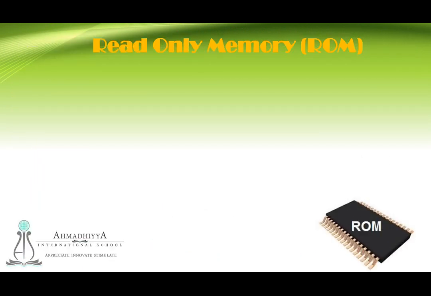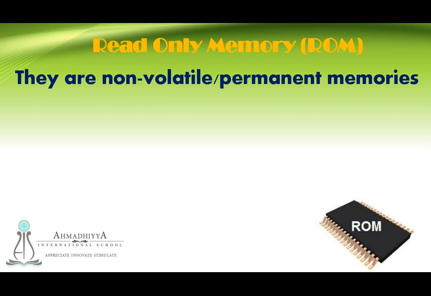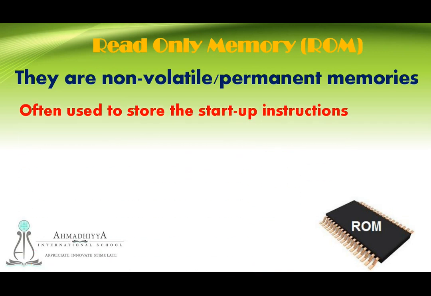Now it's time to discuss the next type of main memory, that is ROM, meaning read-only memory. Usually, this type of ROM is non-volatile memory, meaning it's permanent: the contents of the memory remain even when the power to the ROM is turned off. And moreover, they are often used to store the startup instructions.